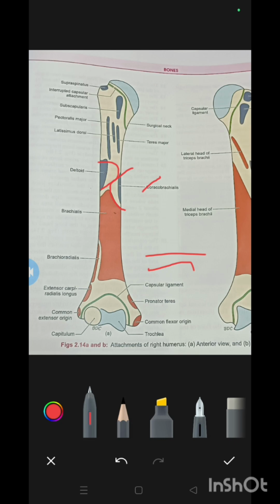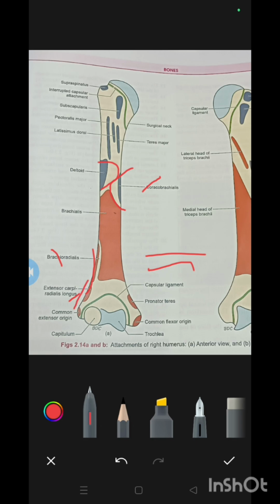Then brachioradialis arises from the upper 2/3 of the lateral supracondylar ridge. Extensor carpi radialis longus arises from the lower 1/3 of the lateral supracondylar ridge. This is lateral supracondylar ridge.